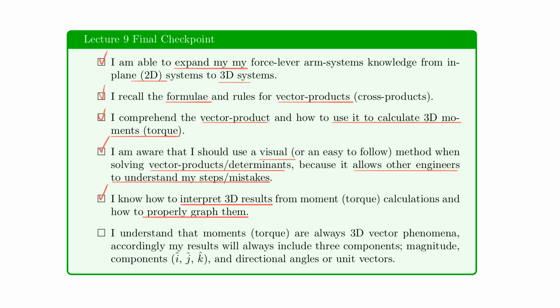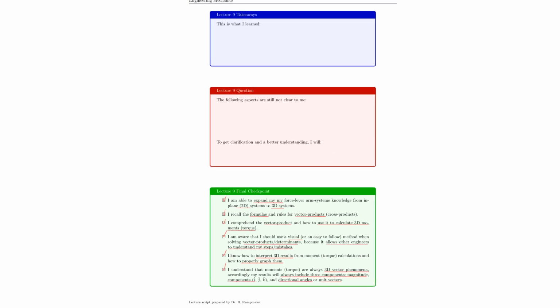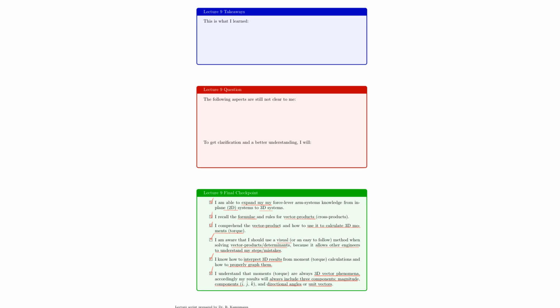And then last but not least, we hopefully understand that moments are always 3D vector phenomena. They cannot be not directed, so they have to be a vector. So you will always include three results. You will include the magnitude, the components, which is ijk, and the directional angle or the unit vector. And we have done that in every example that we have solved in this class so far, so I think that should not be a surprise. But that concludes our concluding page, and we are now ready to move on to the homework.